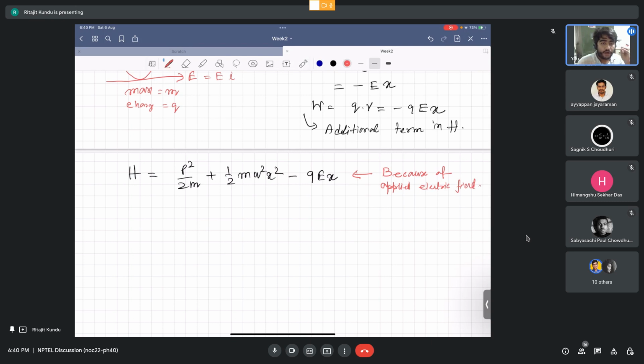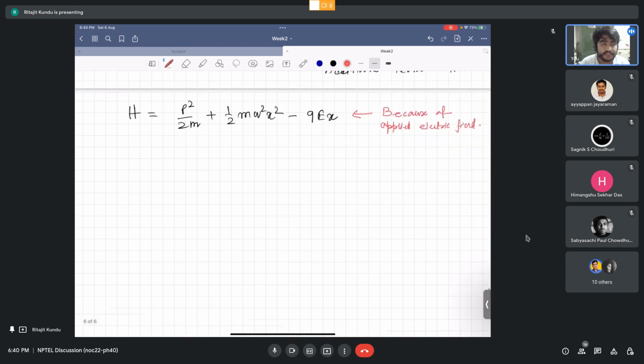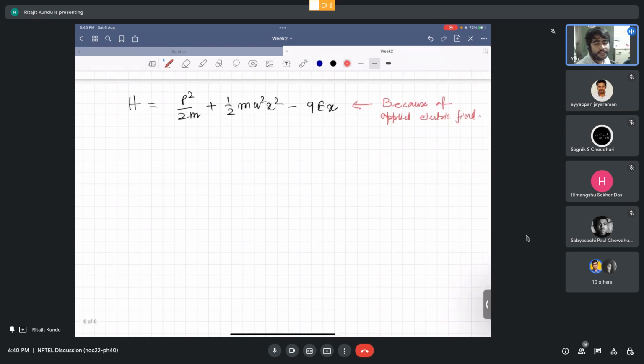Okay, so now I want to find what are the energies and what is the wave function of this problem. Can anybody try to approach this? I mean, how one should approach this problem, how one should try to solve it? Any idea? Anybody, from anybody? Yeah, that's right.